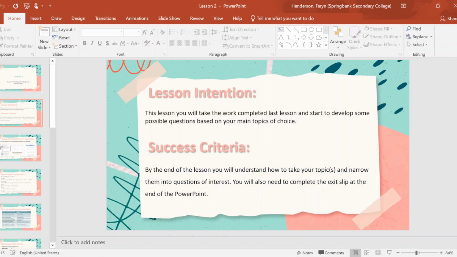As always, we'll start with our lesson intention. Today you'll work on developing some possible research project questions, based off the brainstorming that you did last lesson. The success criteria is that I would like you to submit what you write, which is basically the narrowing of your topic to your questions. You'll also need to complete the exit slip, which is the questions at the end of the PowerPoint, plus the journal entries.